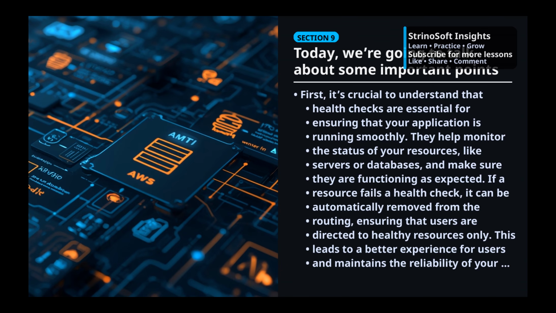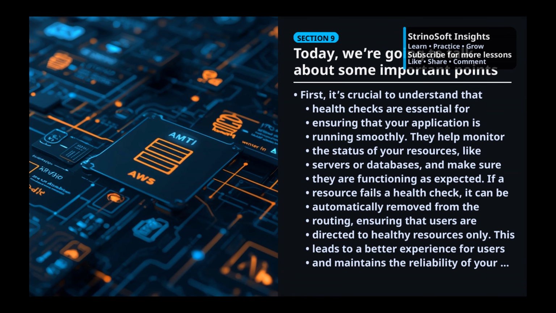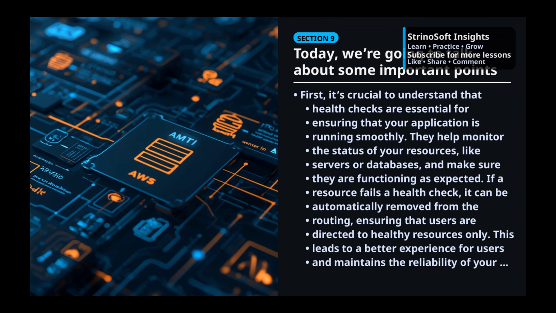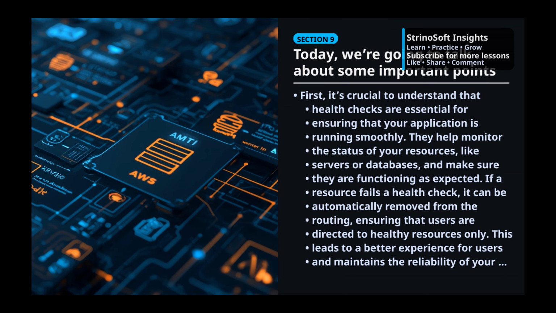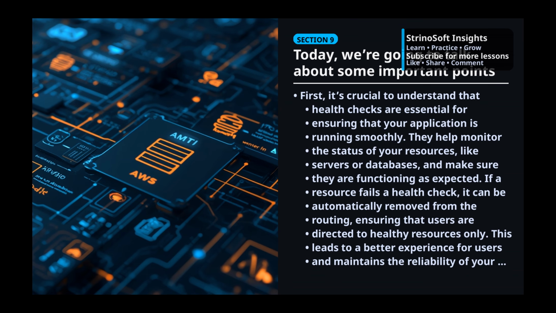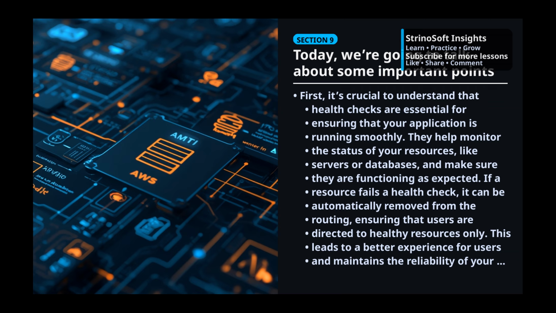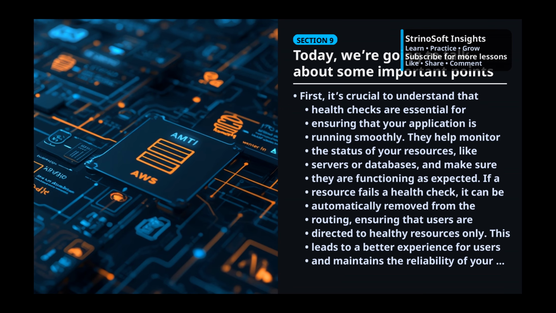Now, when we talk about routing policy selection, it's about choosing the right way to direct traffic to your resources. For example, if you have multiple servers, you might want to use a routing policy that sends traffic to the server that is closest to the user. This can improve load times and overall performance. In summary, remember that health checks and the correct routing policy selection are essential for maintaining a robust and efficient application.